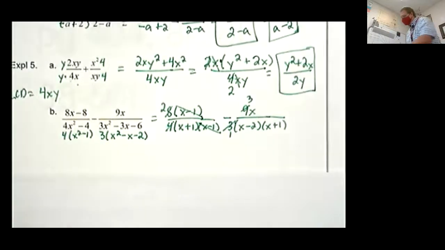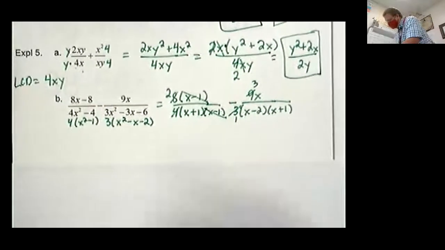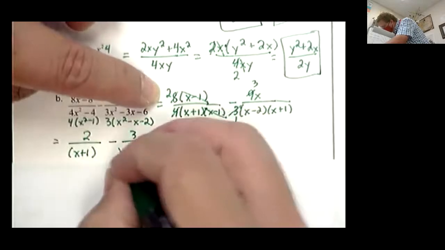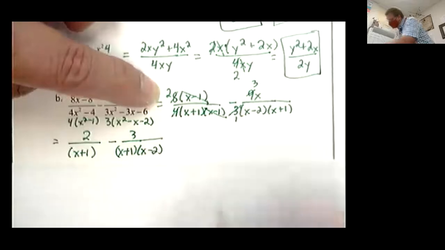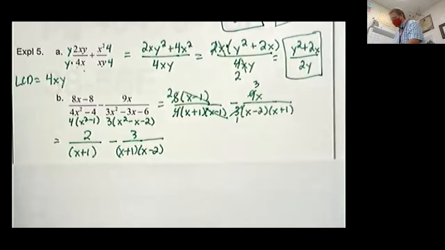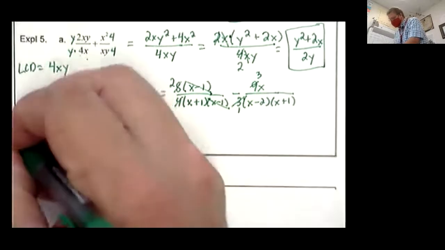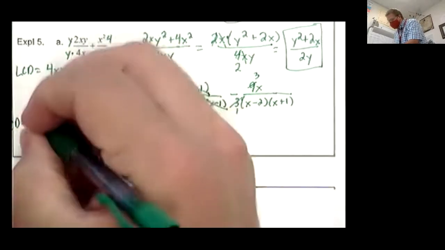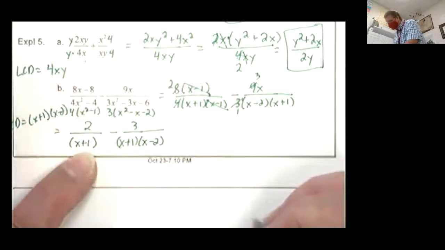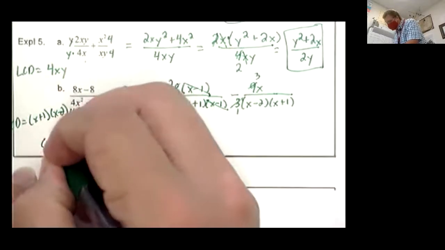So then what's left, let's rewrite this mess. And so now we have a 2 over an x plus 1, minus a 3 over an x plus 1 and an x minus 2. So sometimes it helps to simplify first, then our least common denominator gets a whole lot easier. So what's the least common denominator here? Well, they both already have an x plus 1. This one's missing an x minus 2. So this one's going to get an x minus 2.